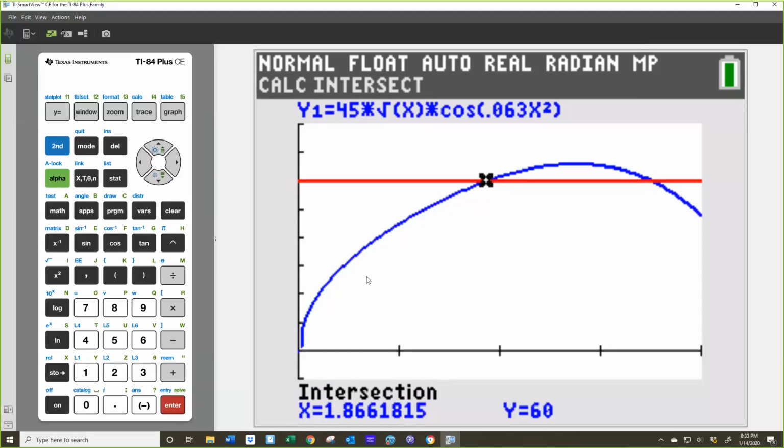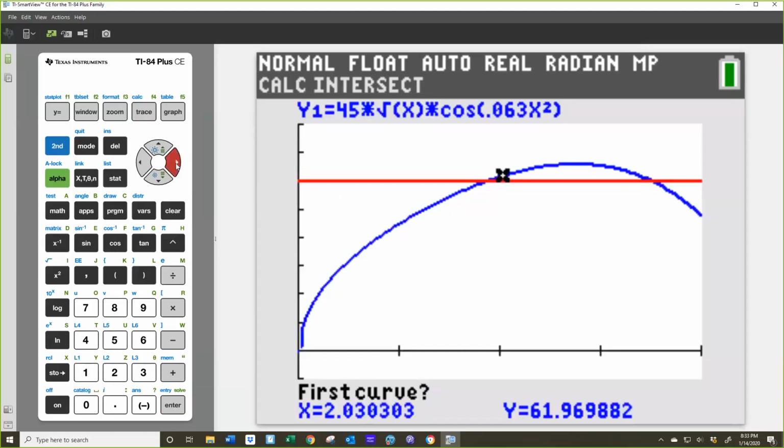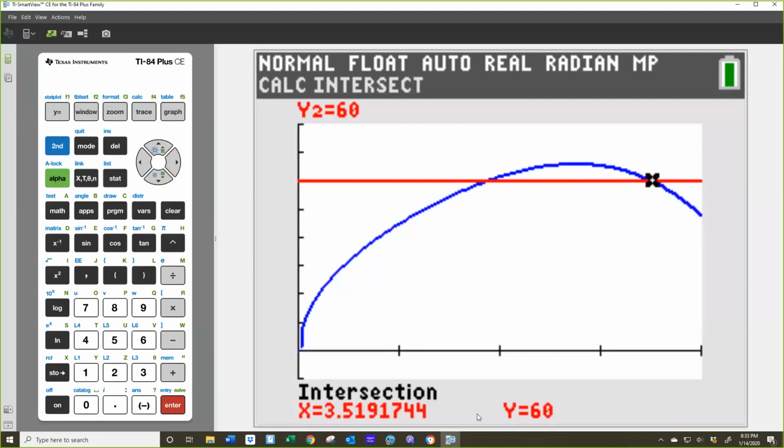And then, of course, we have another intersection point. So we would go through this process again. So let's calculate. And we want an intersection. Let me move off this a little bit and make sure I'm selecting my first curve, my second curve. And now I want to find this point over here. I'm using my right arrow to move. I'm going to get fairly close to it, press enter, and there's my second intersection point. So the students would need to record those, and I would recommend they have stored more than 3 decimal places.